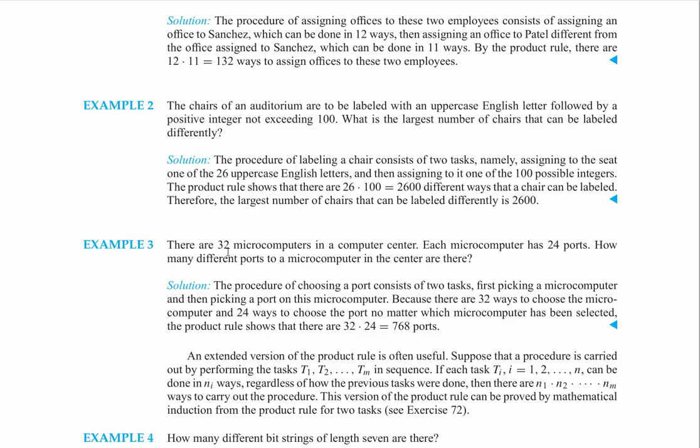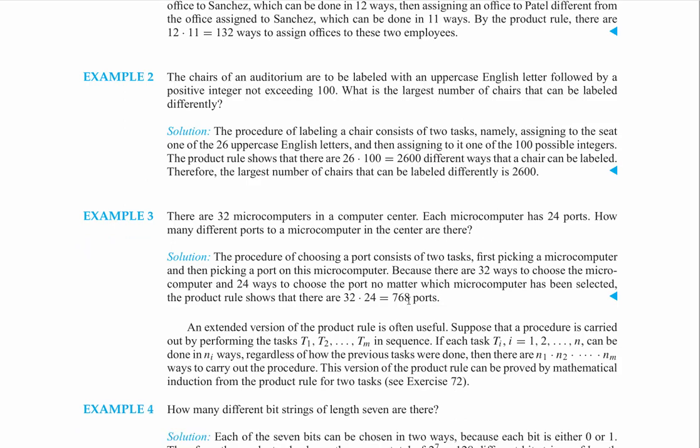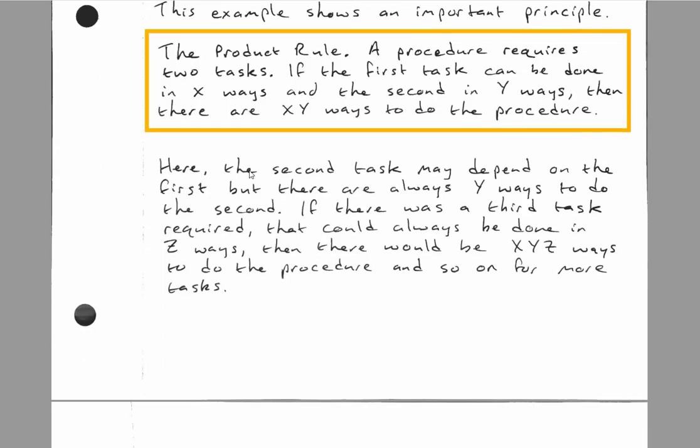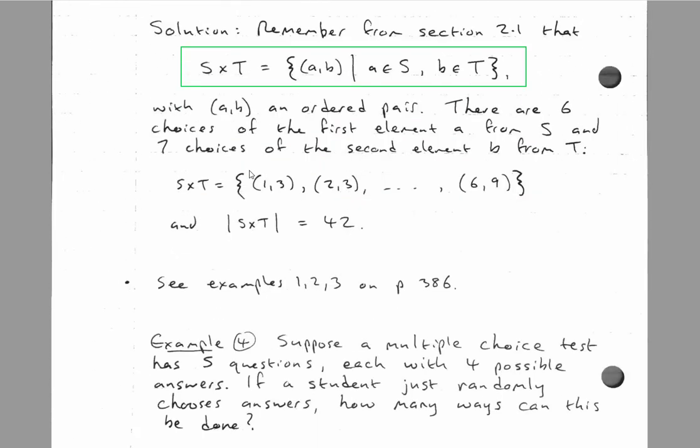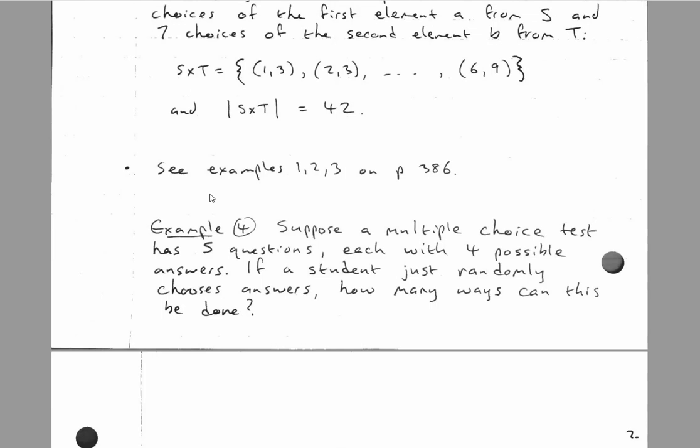And example 3 is similar. There are 32 microcomputers, each with 24 ports. How many different ports are there altogether? So just the product. All right, so what's the moral? We always multiply any two numbers we're given in a counting problem.